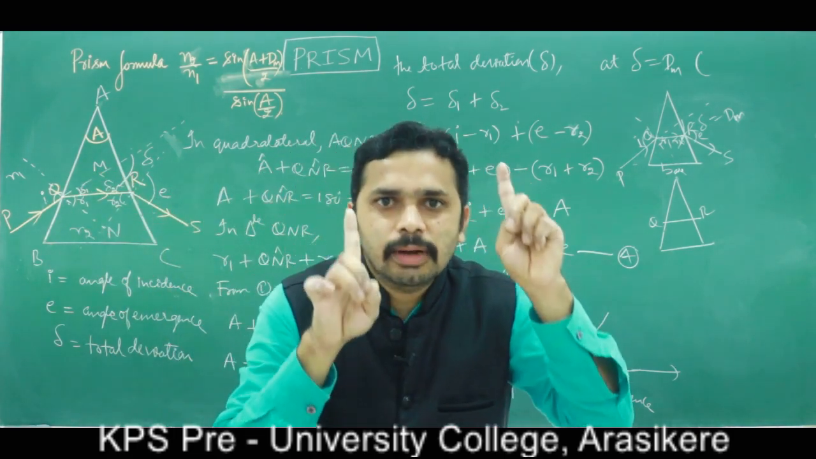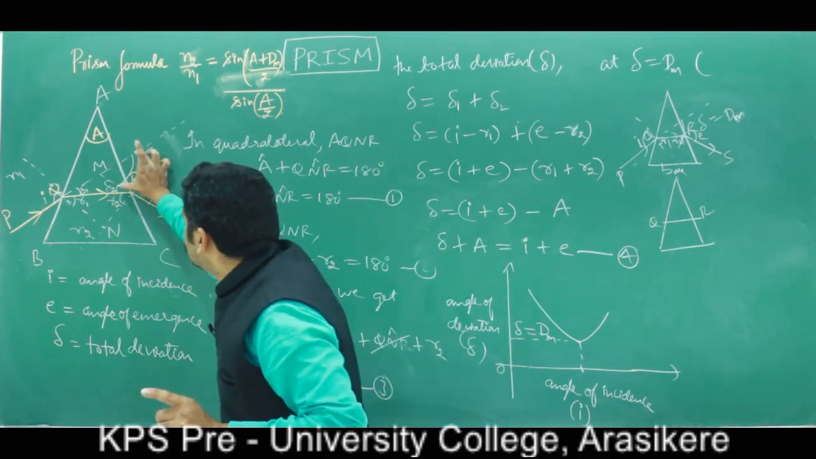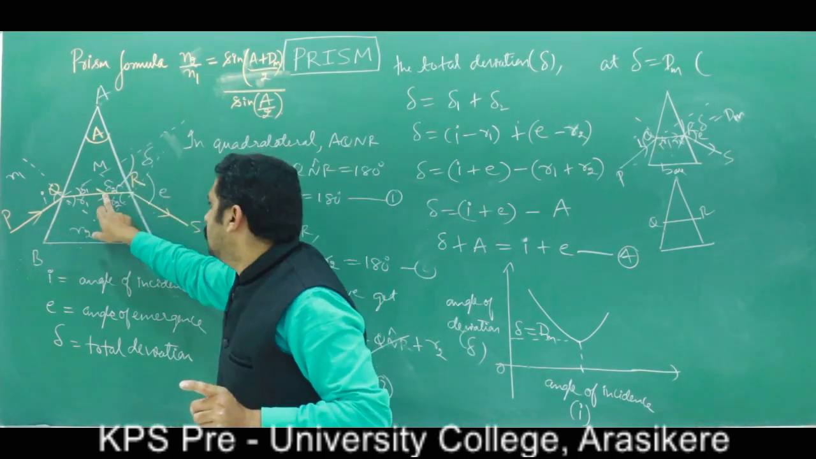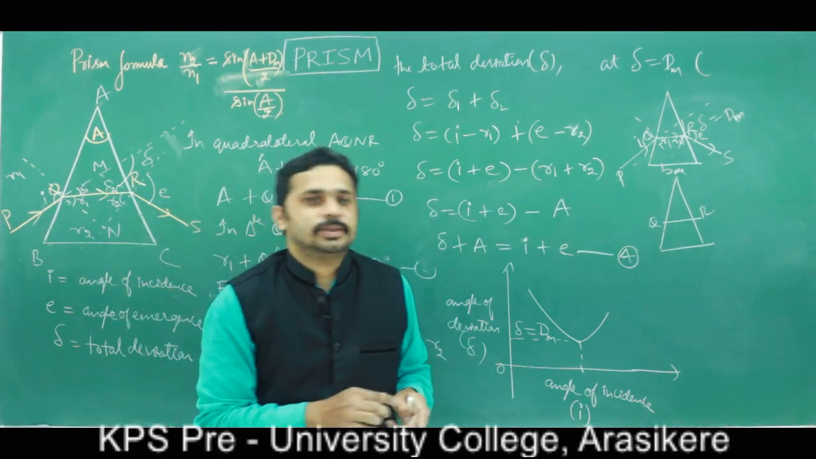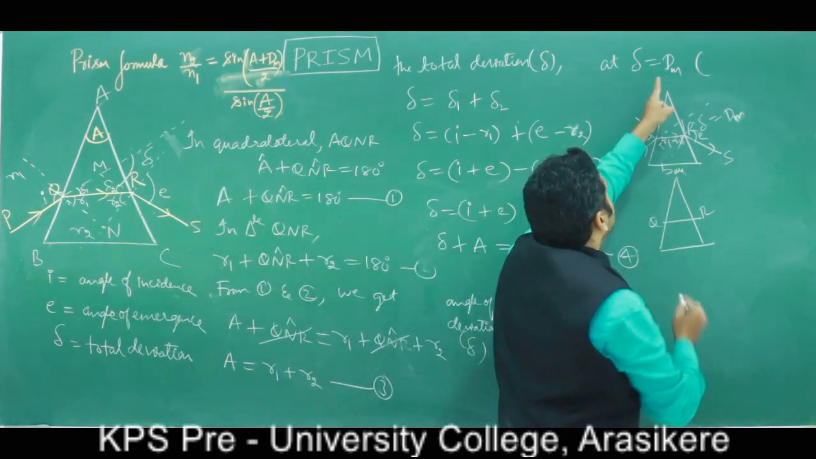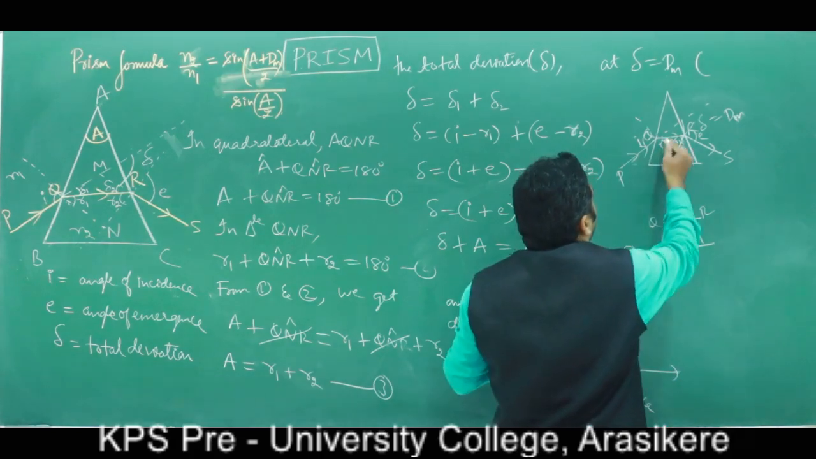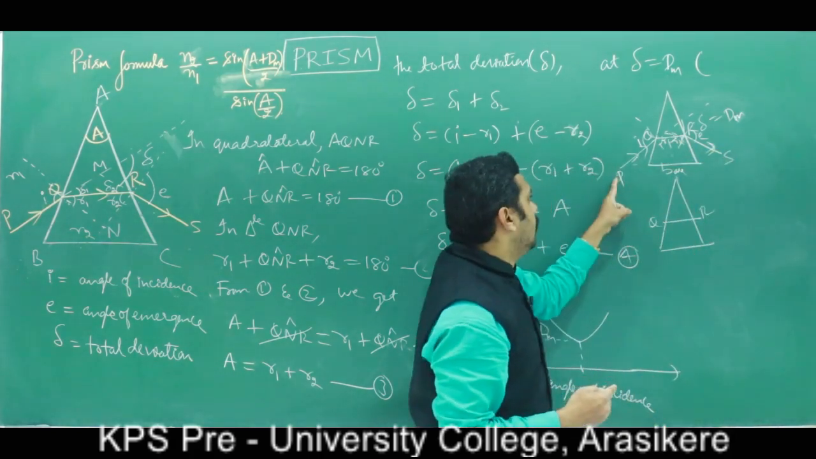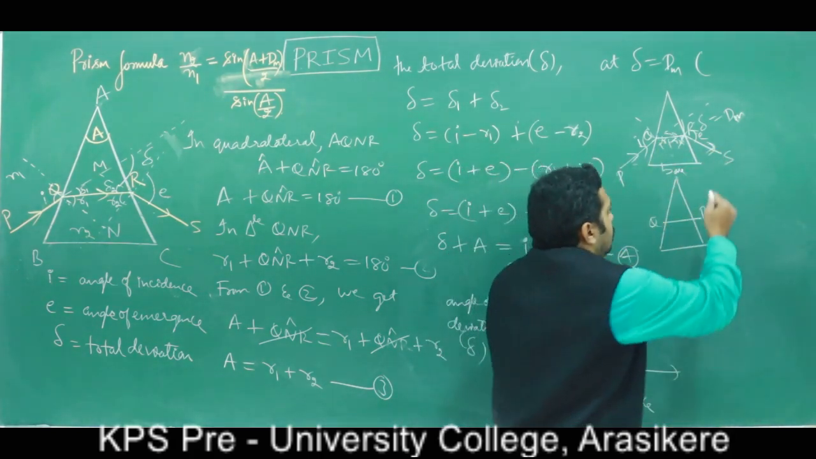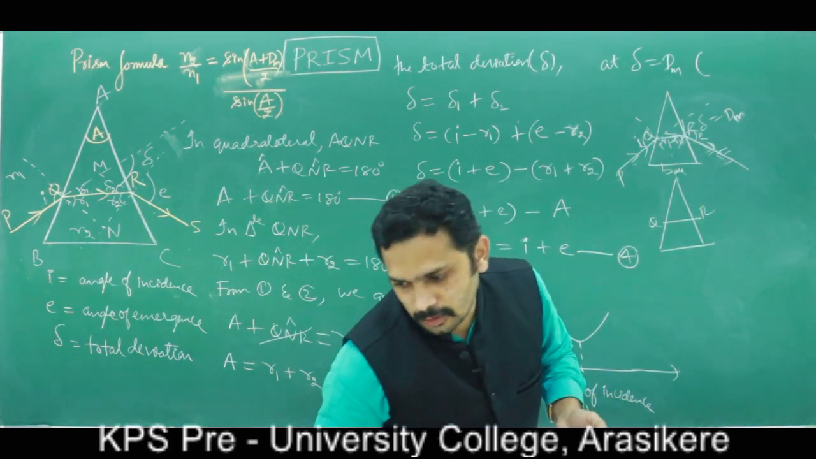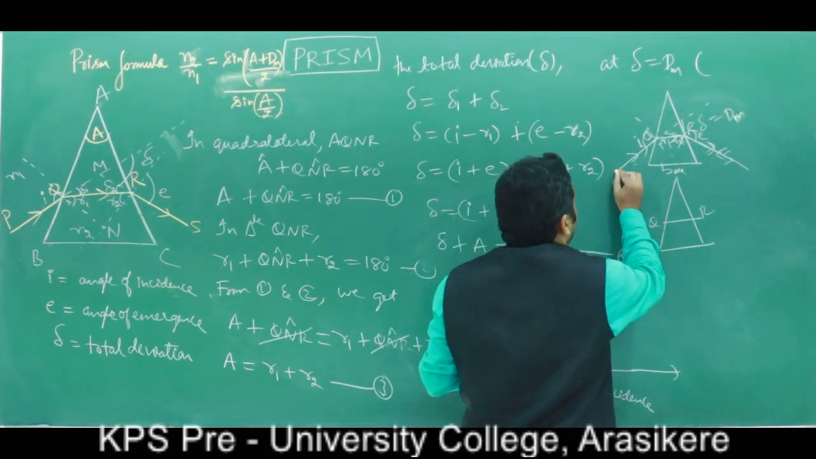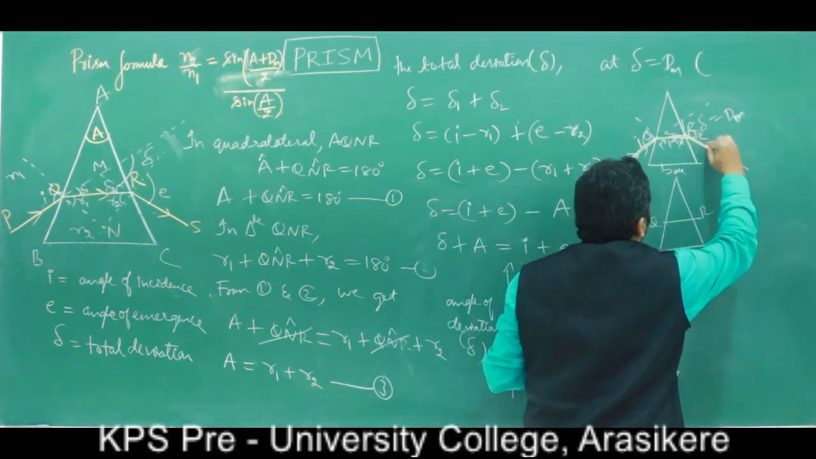At minimum deviation, the refracted ray is parallel to the base of the prism. And also at the minimum deviation position, you can retrace the path. If you send the ray from this side, it comes out on the other side. At minimum deviation, we are going to retrace the path.